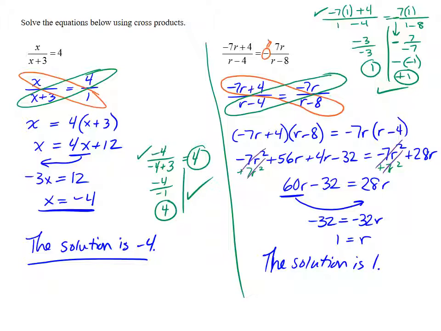So when you have proportions, instead of using the LCD, the easiest way to clear fractions is to set cross products equal.